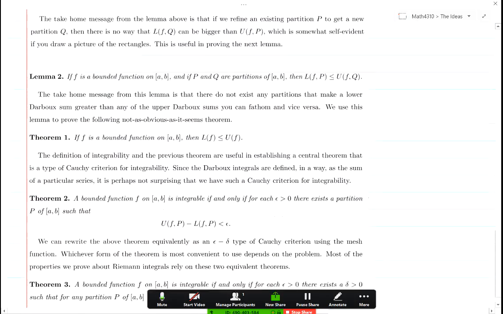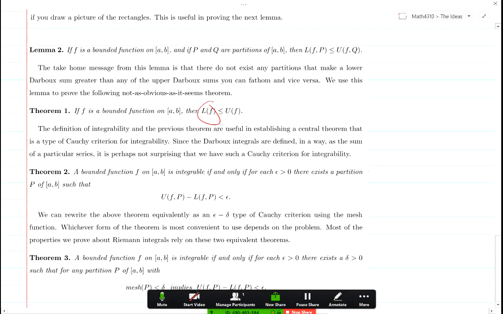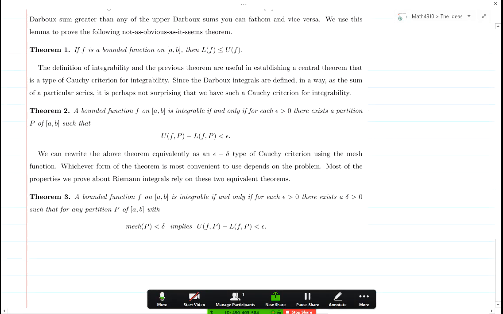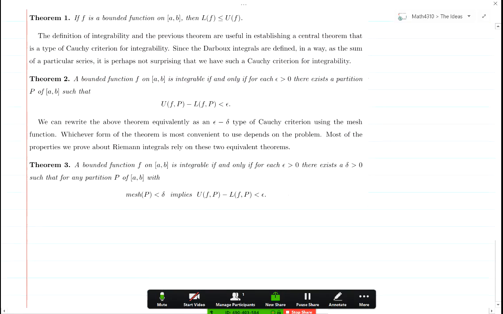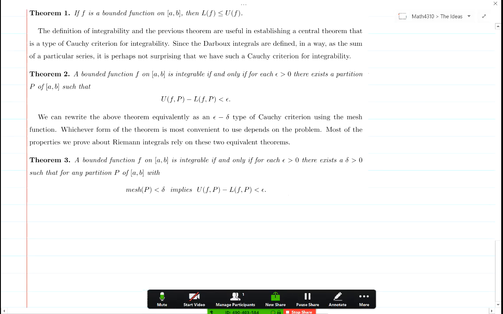And what that means is that the lower Darboux integral has to be less than or equal to the upper Darboux integral. Again, I'm not going to go through the arguments for all of this. And so what we end up showing to show integrability of a function is that for any epsilon greater than 0, we can find a partition such that u of fp, that upper Darboux sum, minus L of fp, that lower Darboux sum, is in fact less than epsilon. That's one of the main results that we have. And another way that you might write that is with a Cauchy criterion using a mesh function.